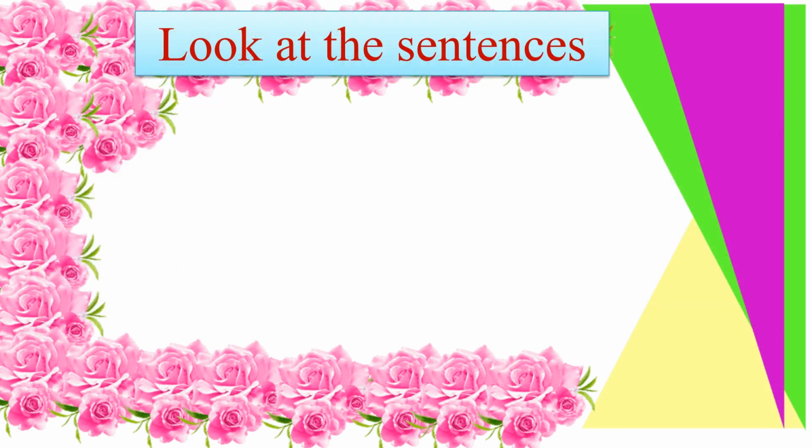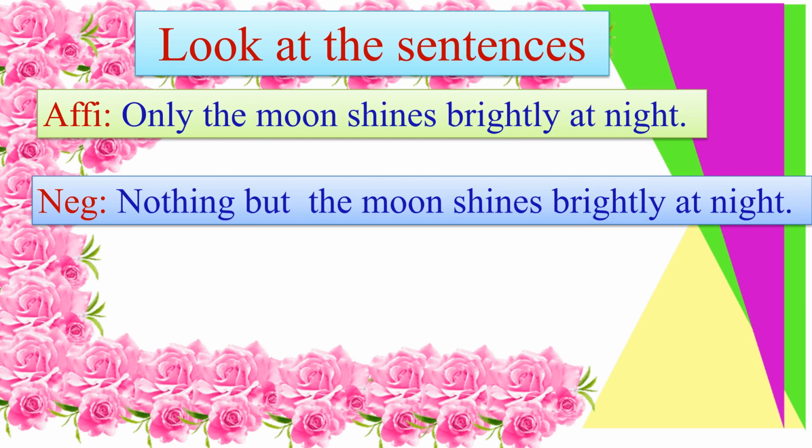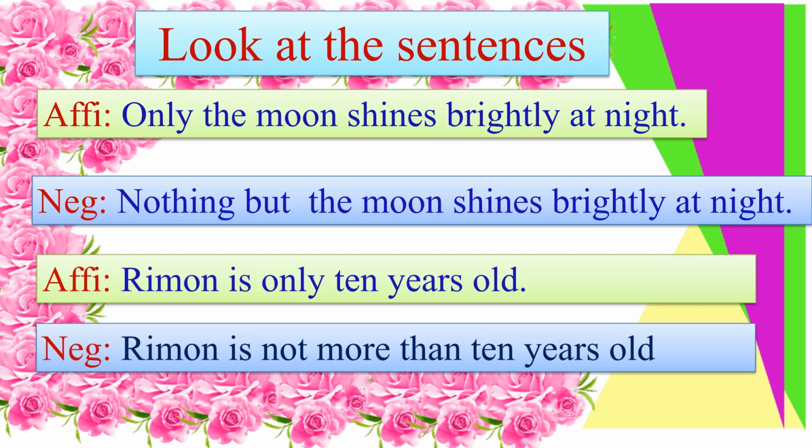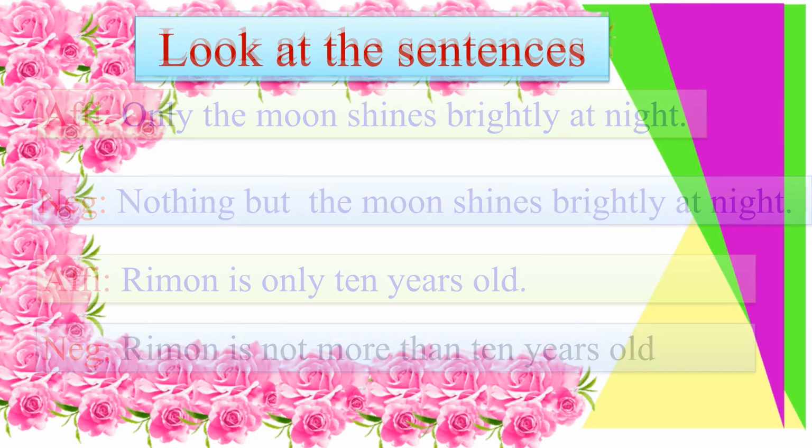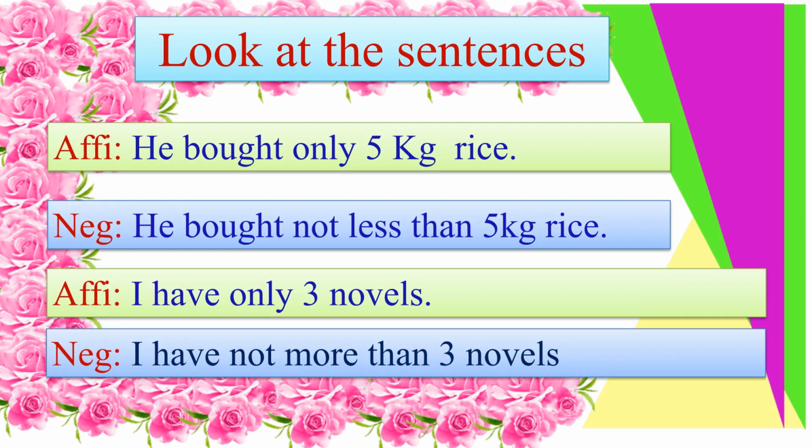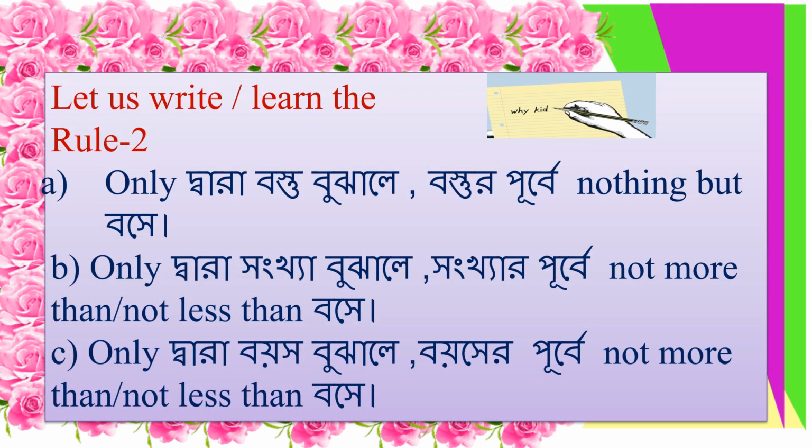Let's look at more sentences. When only refers to an object, it changes to nothing but. When it refers to age, it changes to not more than. Look at these sentences. When only refers to quantity, it changes to not less than or not more than in the negative sentence. Let us learn Rule 2.